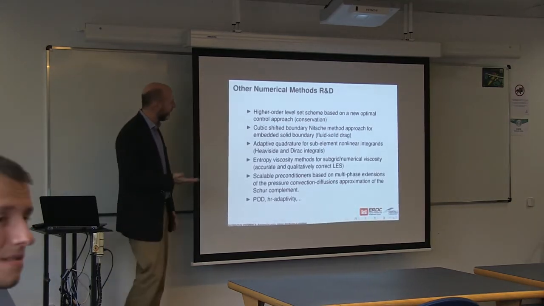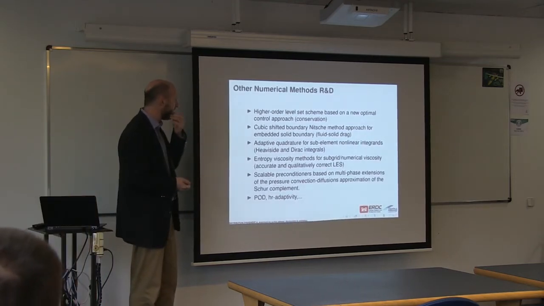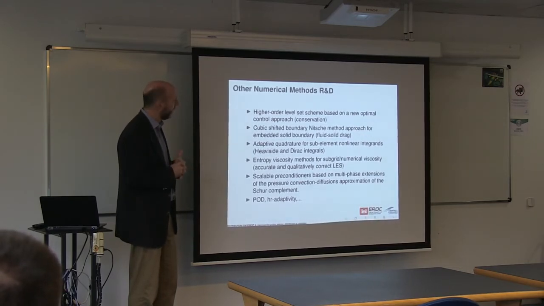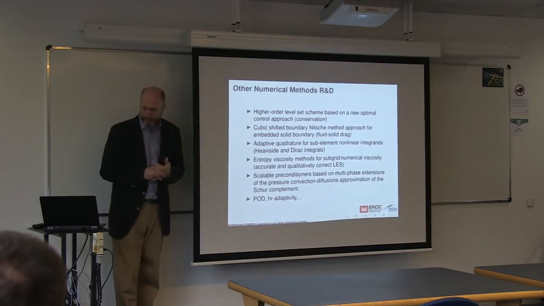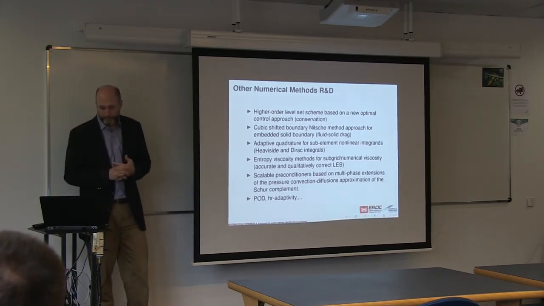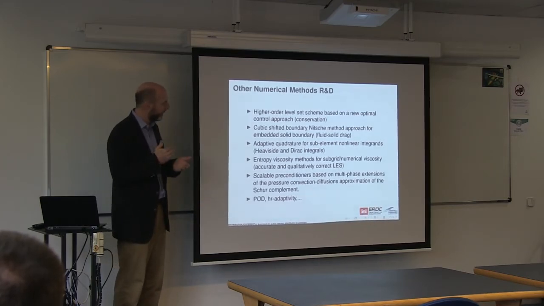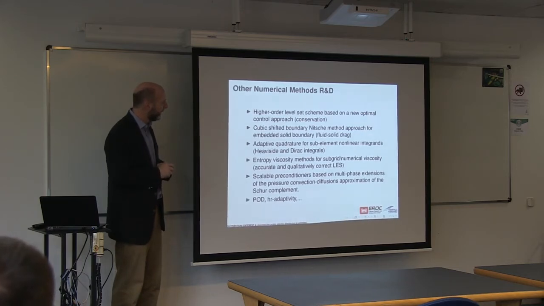Just while I'm at it, I'll mention a couple other things that we're working on to try to improve our accuracy. So we are working on higher order level set schemes and new schemes for conservation. So Manuel has a nice paper in progress on a new conservative level set scheme that's a monolithic scheme. We're also looking at the cubic extension of the shifted boundary method. Also interested in looking at adaptive quadrature and other types of ways to evaluate these cut cell boundary integrals accurately.